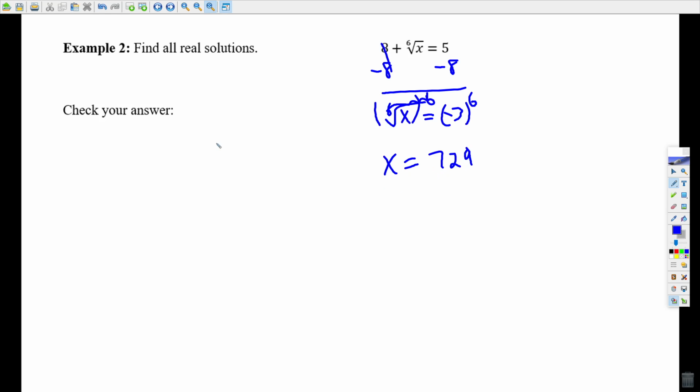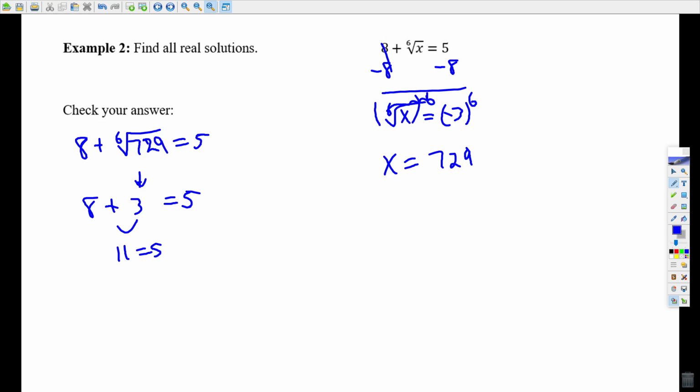Okay, now we're going to go over here and check. So we have 8 plus the 6th root of 729 equals 5. The sixth root of 729 is the number 3. Bring that down. So we have 8 plus 3 is 11 equals 5. Wait a minute. We did something wrong, right? Actually, no, we didn't. They do not equal each other.